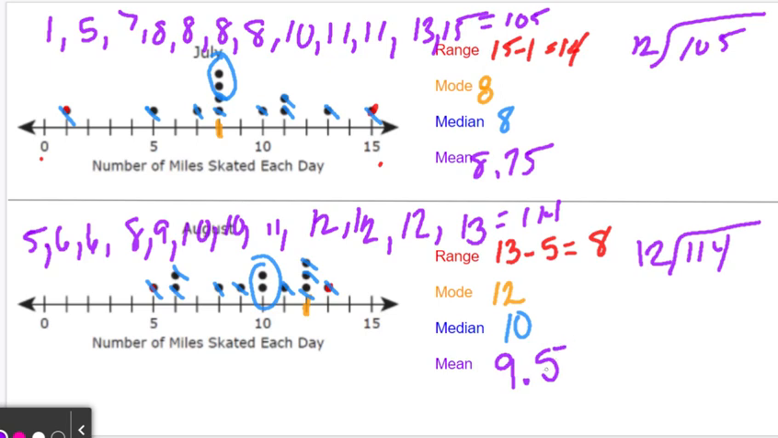Once again, when you're going through these, remember that range, mode, median, and mean are given to you in your vocabulary slides. Then come back and rewatch this video if you can't remember how to calculate them.